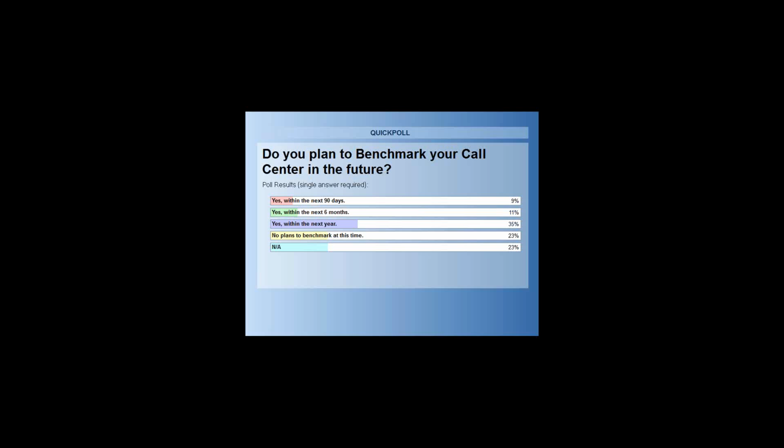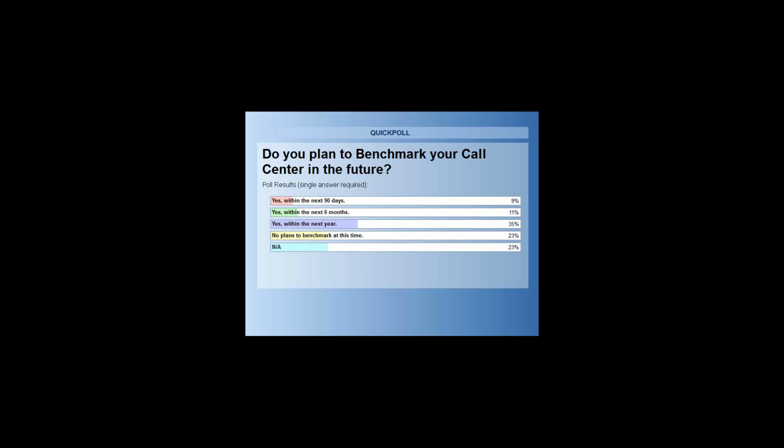Now, those that aren't planning to benchmark at this time, I'm hoping that is roughly the same group in the last poll that said they have benchmarked within the last year, meaning that they've recently benchmarked and so don't have any plans to benchmark again. For the roughly 46 plus 9, 55% of those that are planning to benchmark in the next year, I want to encourage you to stick with those plans and proceed with benchmarking.